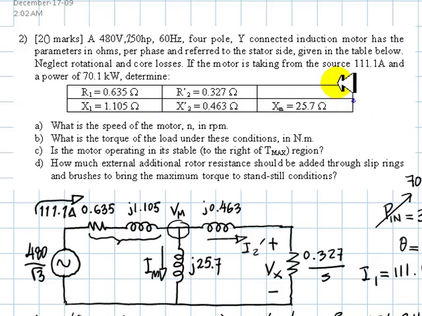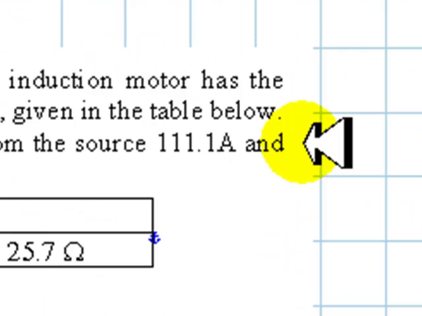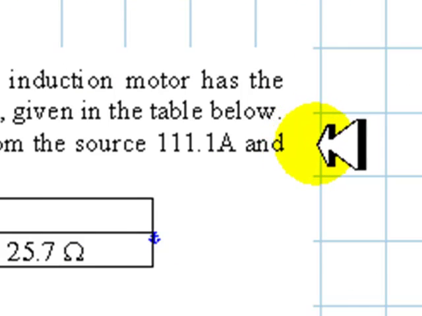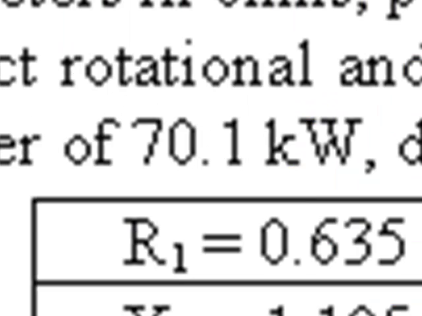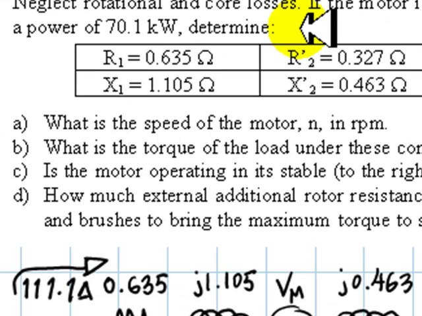We know that the motor is taking from the source 111.1 amps and a power of 70.1 kilowatts. Determine what is the speed of the motor N in RPM.